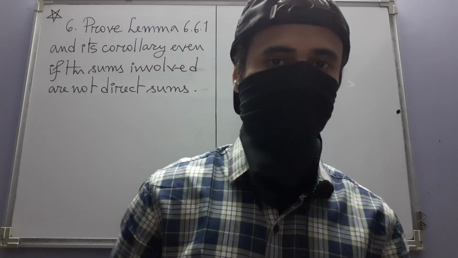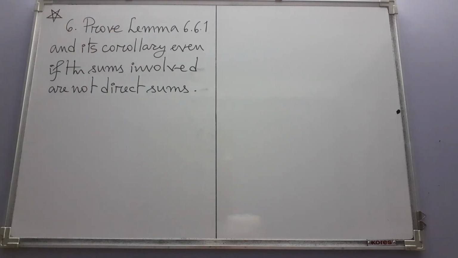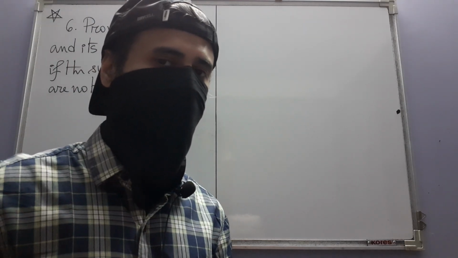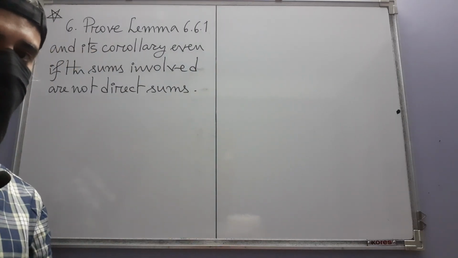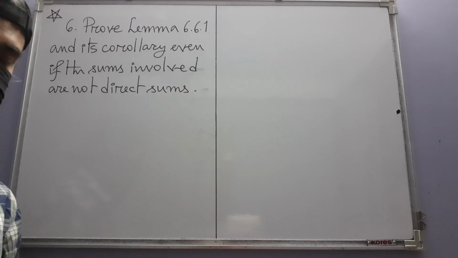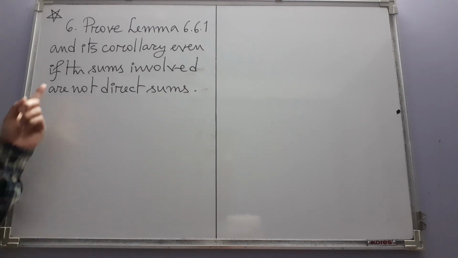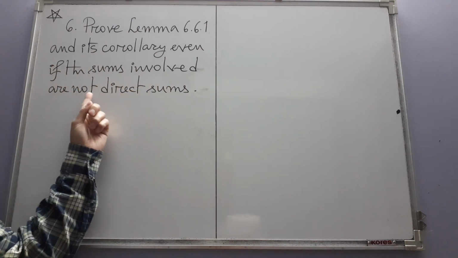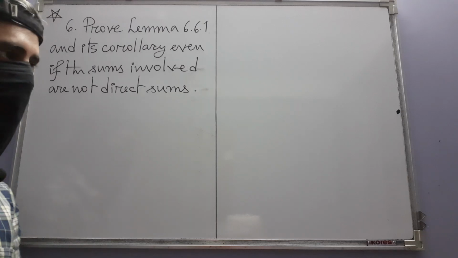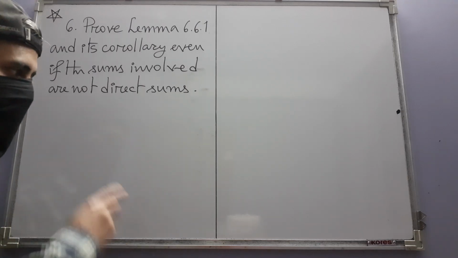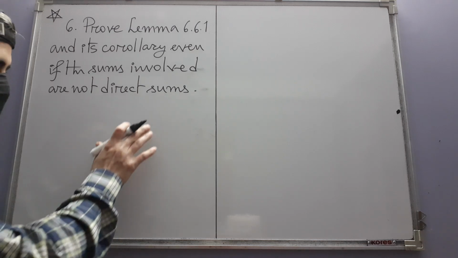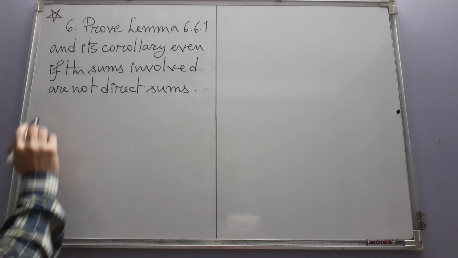The next one is number 6. In this one we have to prove lemma 661 and its corollaries, but without having direct sum. In place of direct sum we have to use ordinary sum, even if the sums involved are not direct sums. So let's recall the statement of lemma 661. We won't write the entire thing, of course, we are just going to see the main things.